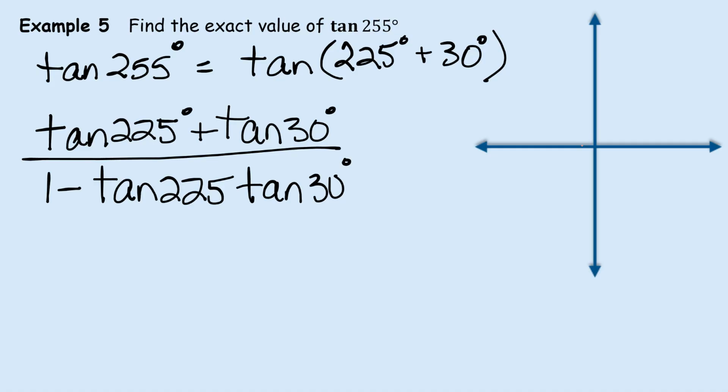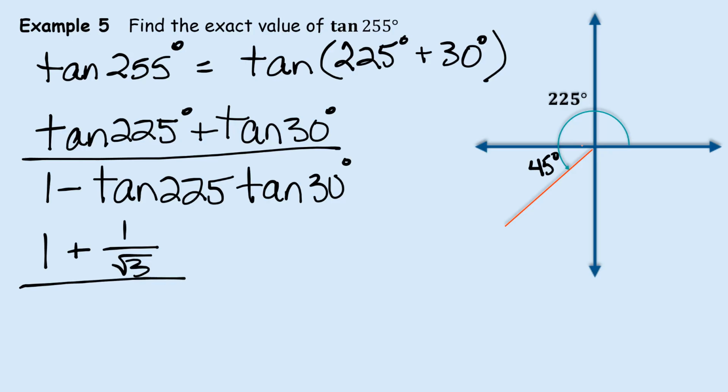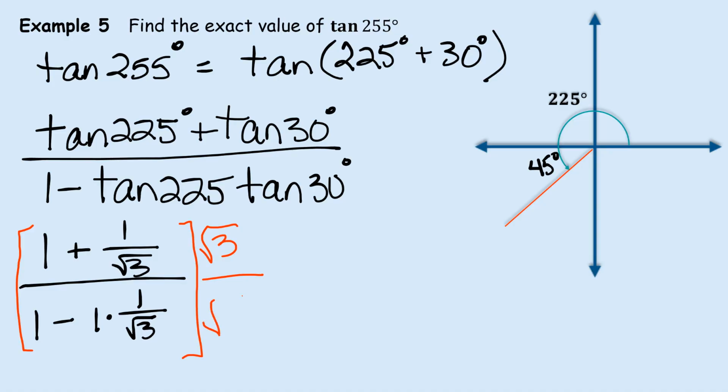And now you just figure out what those values are. You're dealing with 225, which is over here. It's related to 45. In the third quadrant, tangent is positive because sine and cosine are both negative. So we're going to have a positive 1 for that. And then tangent 30 is 1 over the square root of 3. And then in the denominator, you're just going to have 1 minus 1 times 1 over the square root of 3.